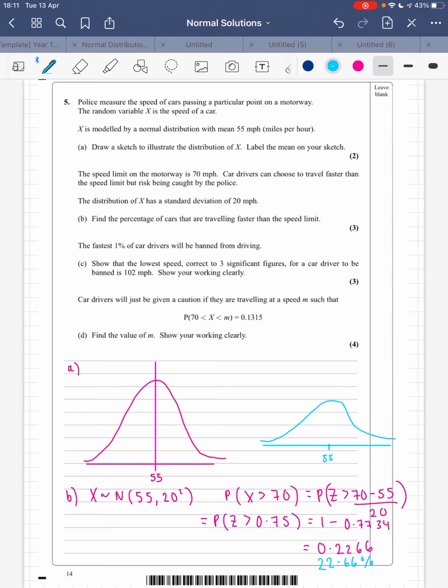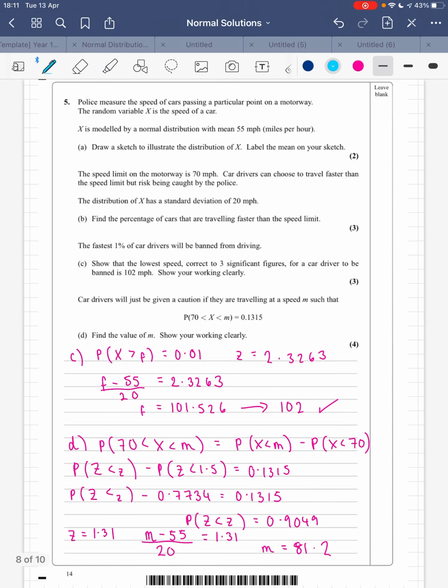The fastest 1% of car drivers will be banned from driving. Show that the lowest speed, correct to 3 significant figures, for a car driver to be banned is 102 miles per hour. Show your working clearly. So, I'll do this on the next slide.